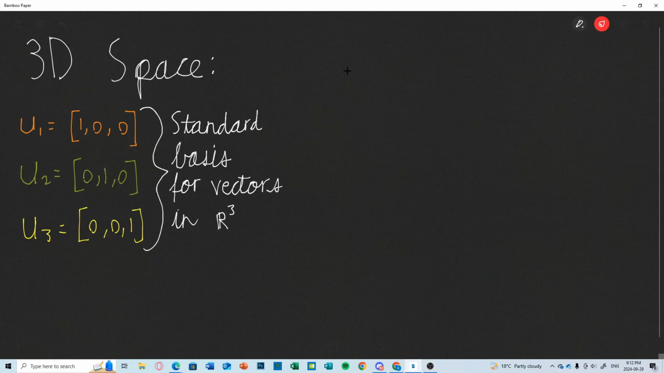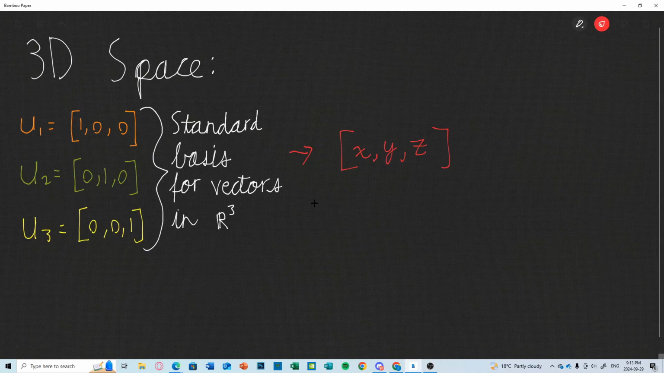Alright, now we're going to go over vectors in 3D space. We have our u1 of (1, 0, 0), our u2 of (0, 1, 0), and our u3 of (0, 0, 1), which make up the standard basis for vectors in R3. Now, to find if a set spans R3, we write a new vector, which in this case will be (x, y, z).